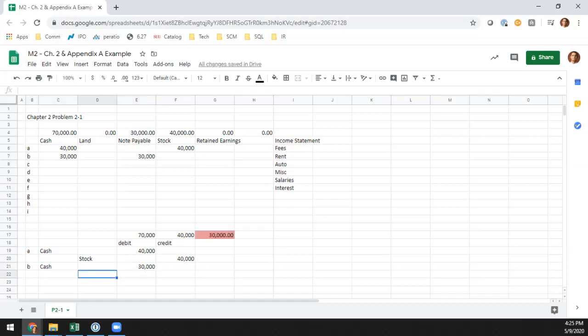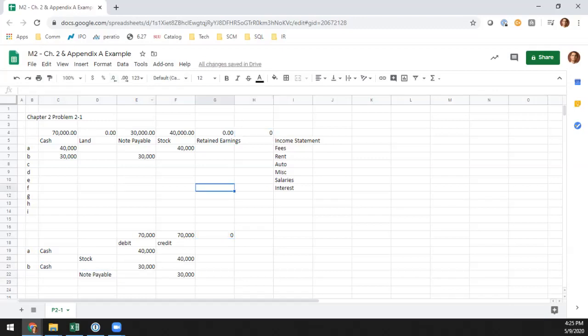And we took out a note payable. A note payable is a liability, and it increases with a credit. So this is going to be a credit. We're back to balanced again. I'm going to hide those.